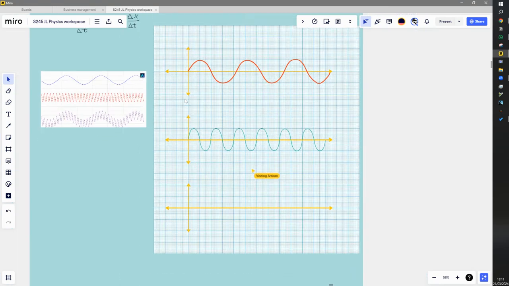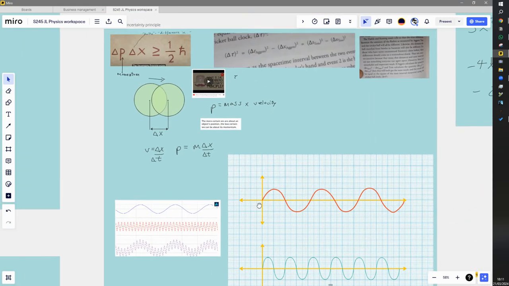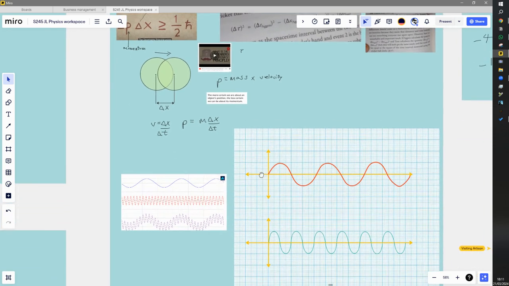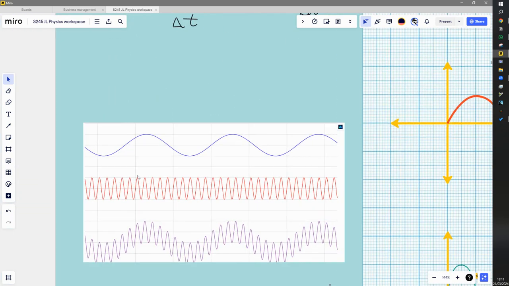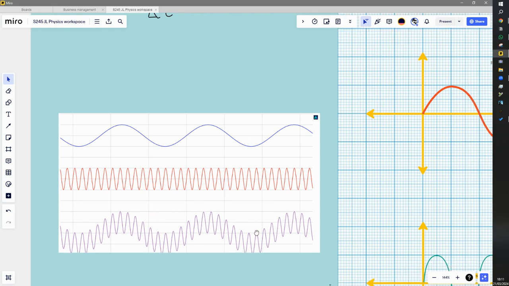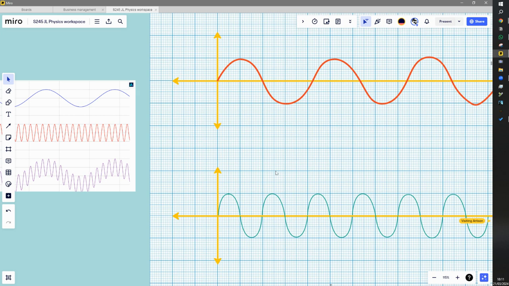So what we're doing here is we're trying to understand how, I think it's called superposition, or interference anyway. You can get different waves to interfere and make a more complex wave like this. And we're going to try to understand how it works by doing it manually.